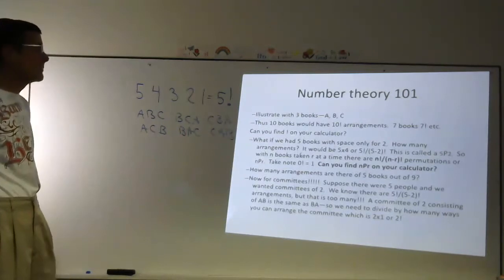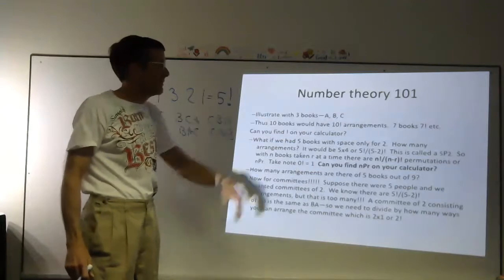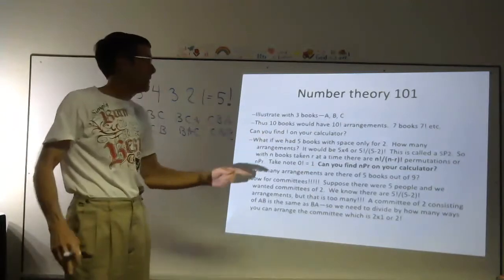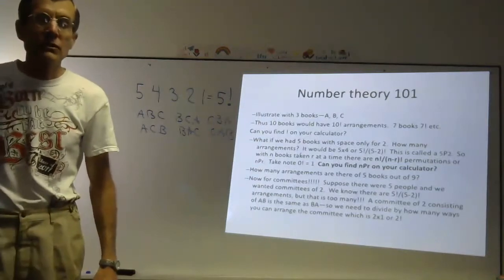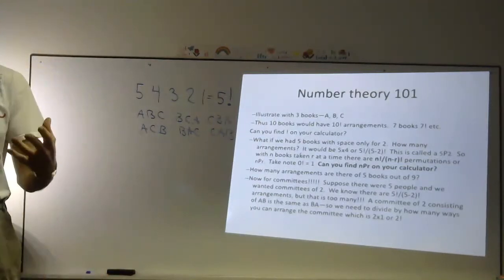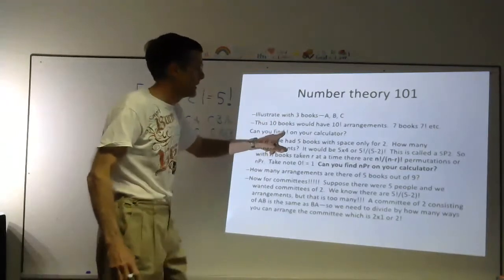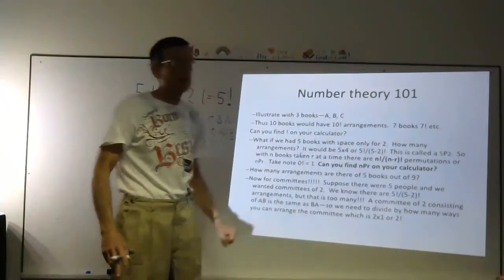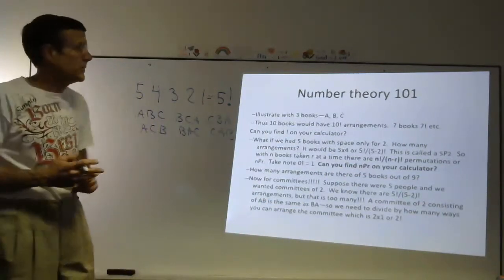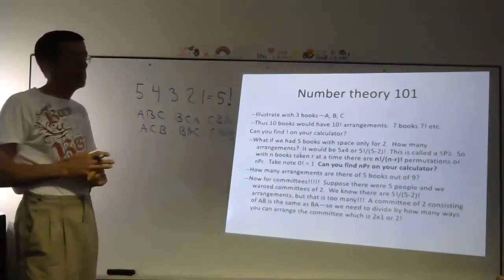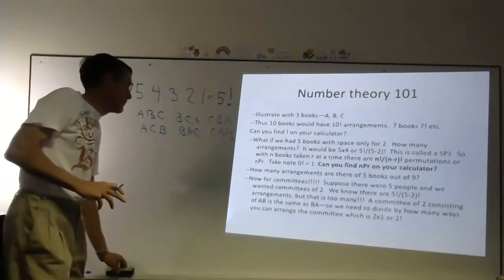6 different ways. 10 books, a 10 factorial arrangement, 7 books, 7 factorial. We get into some pretty big numbers. Can you find that on your calculator? Let's take a few minutes and talk about that. If you have any problems with finding this on your calculator, make sure you contact me so I can help you out and find the proper buttons to push to get this figured out. All right, let's see if we can come up with a formula for this.